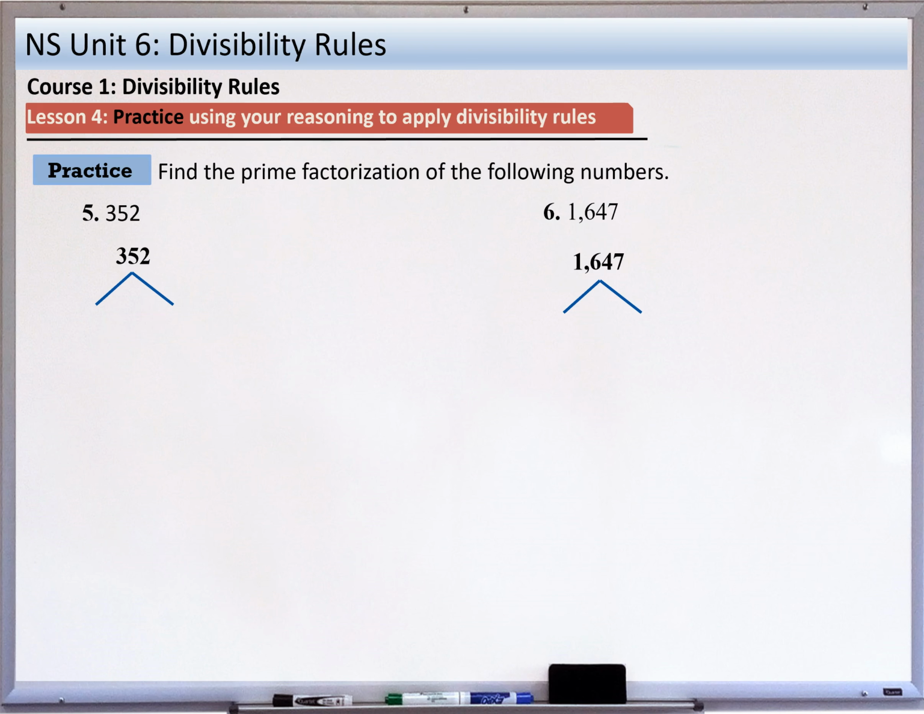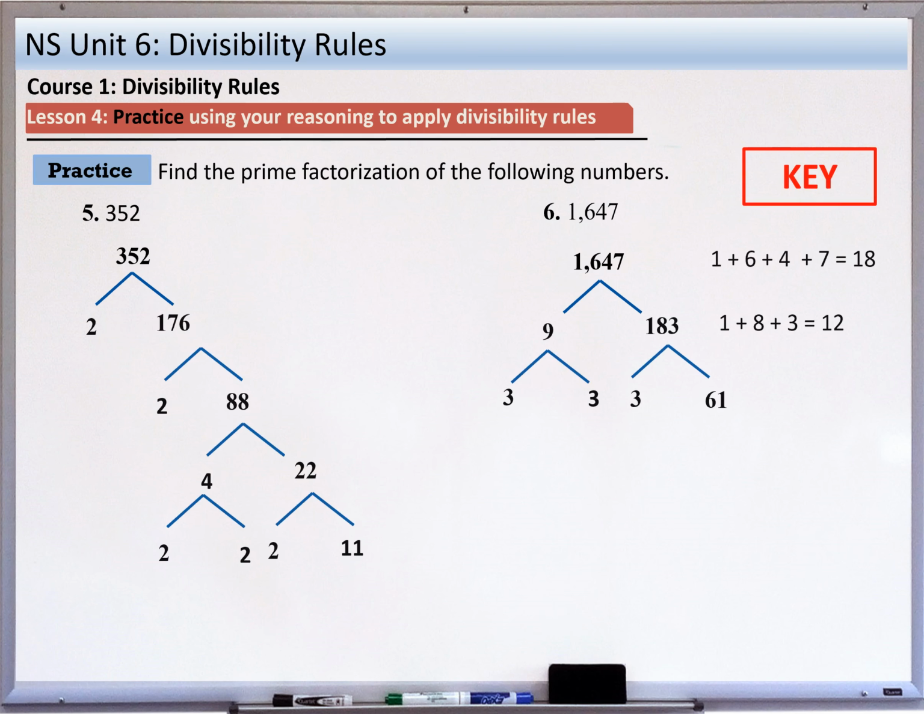So let's use our divisibility rules to find the prime factorization of the following numbers. For 352, let me just go ahead and check it anyway. 3 plus 5 plus 2 is 8 plus 2 is 10. So 2 was our prime factor. It is not divisible by 3 or 9. So 352 divided by 2 is 176. Again, I have a 6 in the ones place, so I can divide that by 2. 88. All these are even.